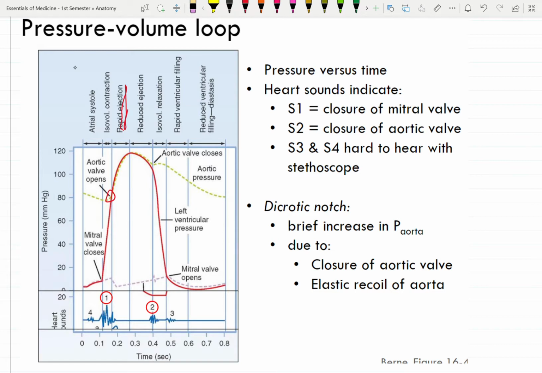Okay, it describes to you how long it goes for and the pressure difference as well. So the aortic valve opens at 80 in this graph. It opens at 80 millimeters mercury. So what does that mean? Where do we see that 80 millimeters mercury before?